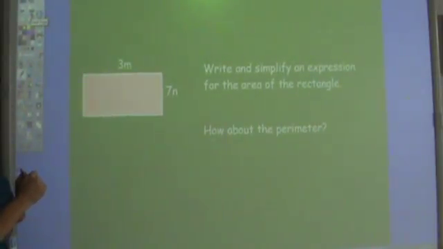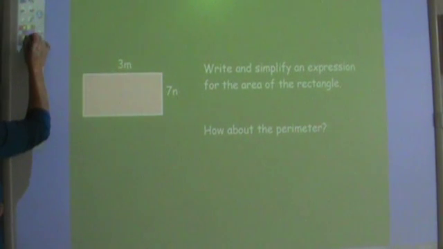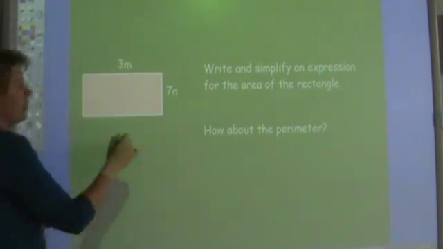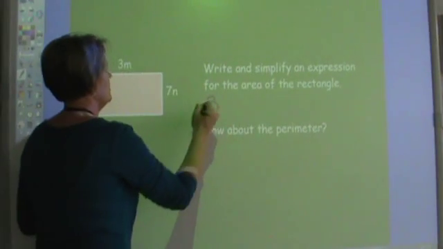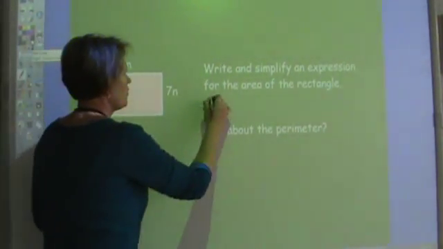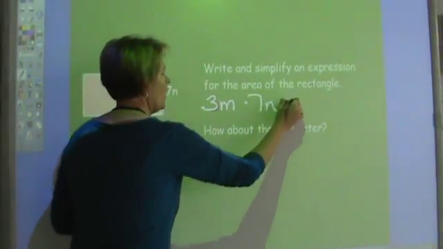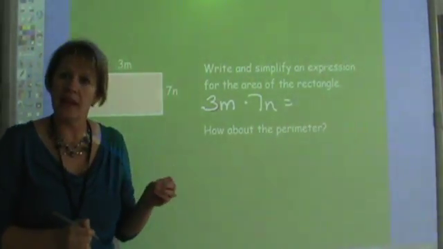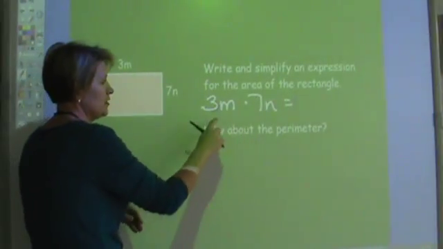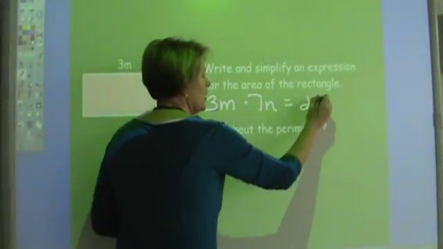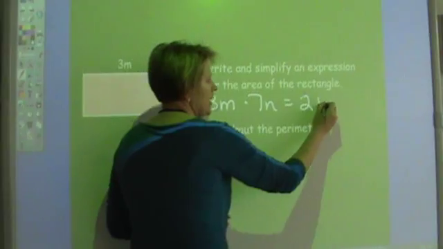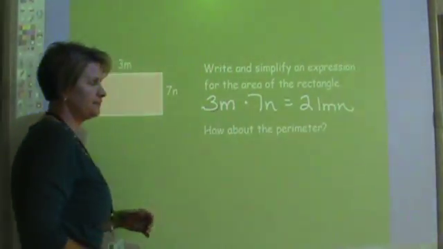Okay, write and simplify an expression for the area of the rectangle. So area is going to be length times width. So can't see that, hang on. 3m times 7n. Okay. When you're multiplying, you don't have to have like terms, okay? We can just go ahead and multiply. So 3 times 7 is 21. And then m times n, we're just going to write that down as mn.